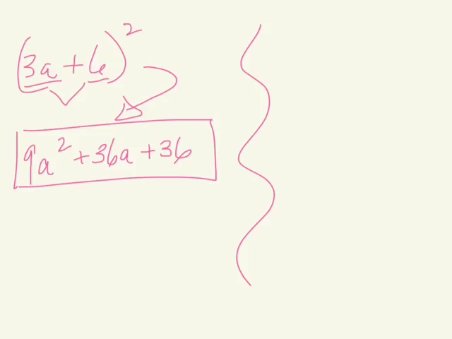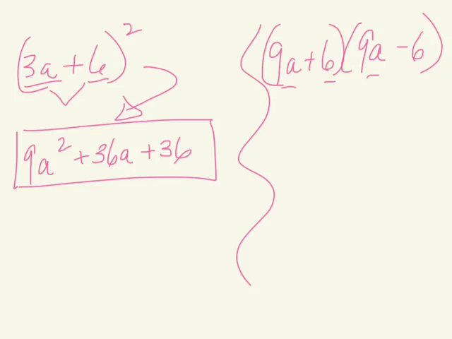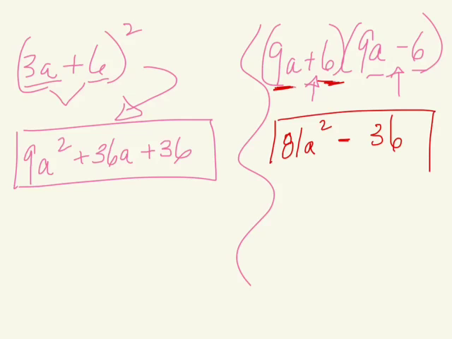The other one, let's say you had 9a plus 6 times 9a minus 6. This is another shortcut we know because we think, hey, same terms, different signs right here. What ends up happening is we get this squared, so that's an 81a squared. We get this squared, so that's a 36. And there's a negative in between the two. So instead of having to show all that work, that's what you get.